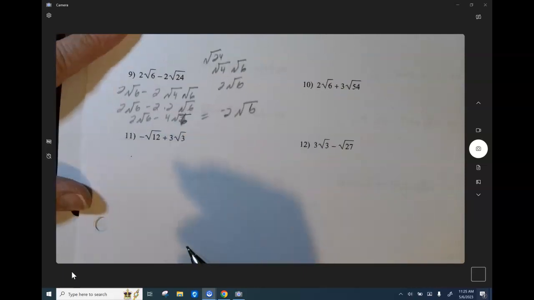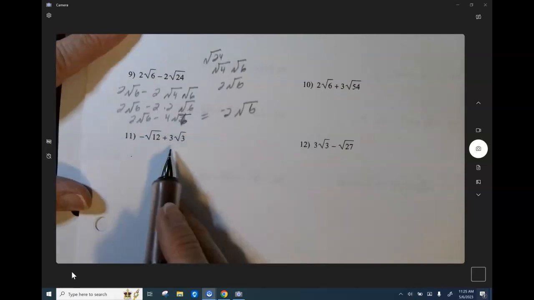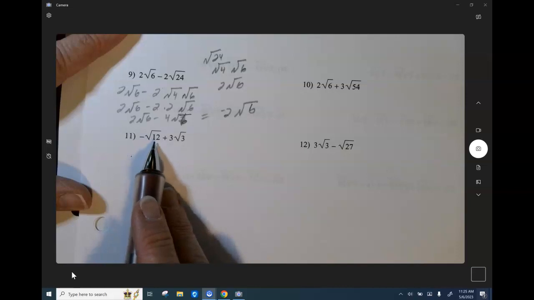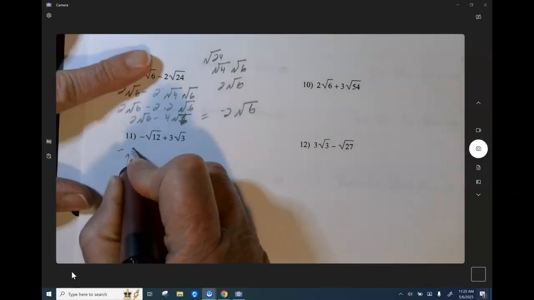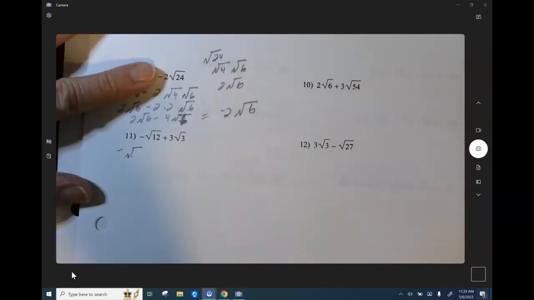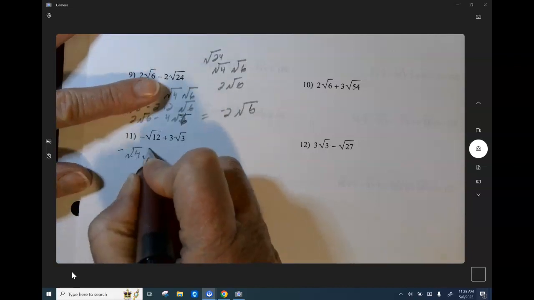So look at number 11. Can't combine it as if they are. So let's see if we can simplify this. So that's a negative. Break it down into perfect square. What's a perfect square in 12? 4, exactly.